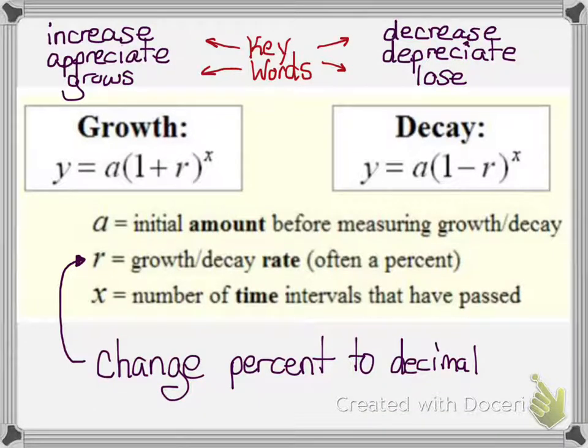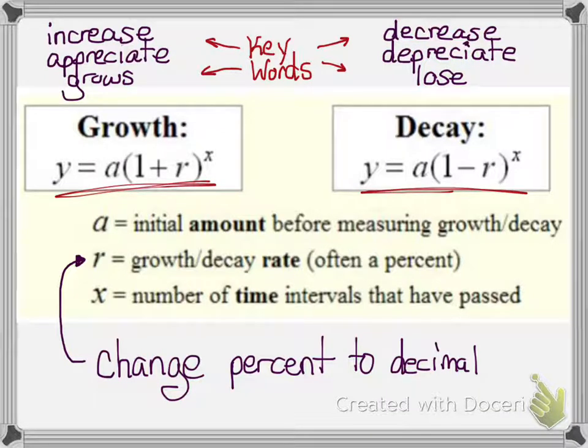Welcome back. As you can see, I have keywords that will indicate whether the word problem is exponential growth. That's increase, appreciate, grows. Whenever you see words like that, you're going to use this equation right here. And anytime you see words like decrease, depreciate, lose, that's when you use that equation right there.